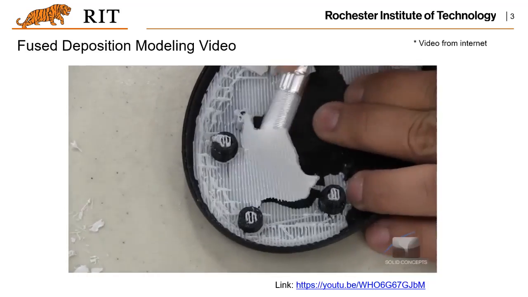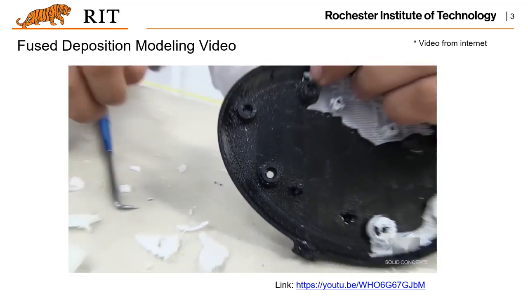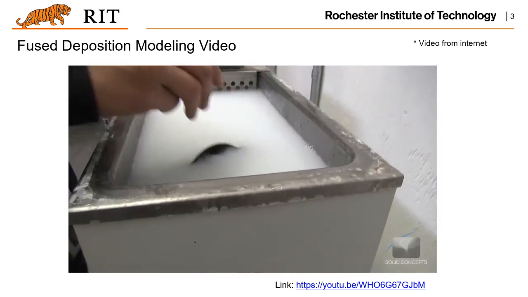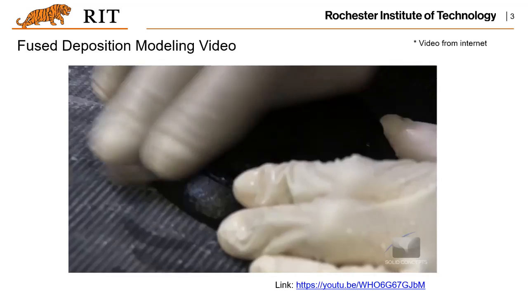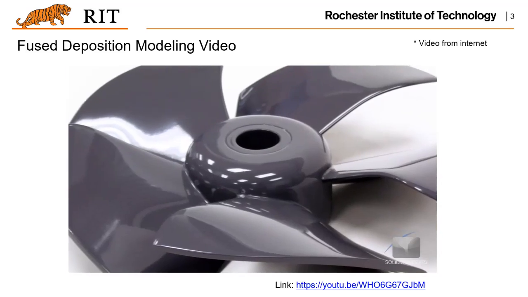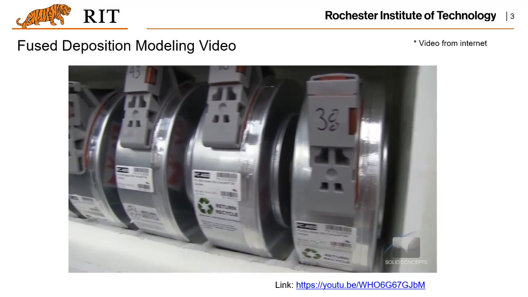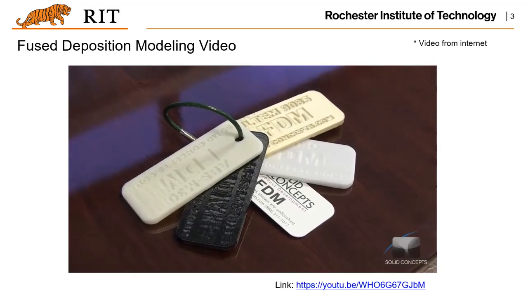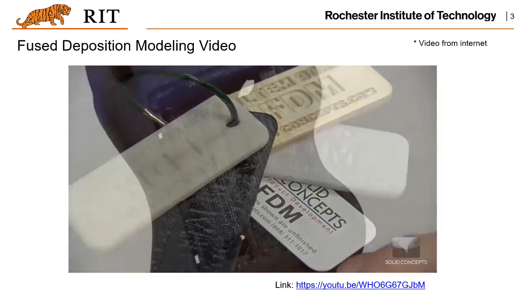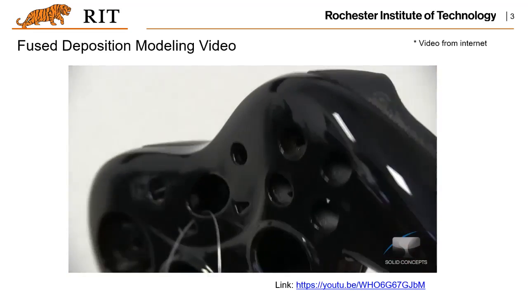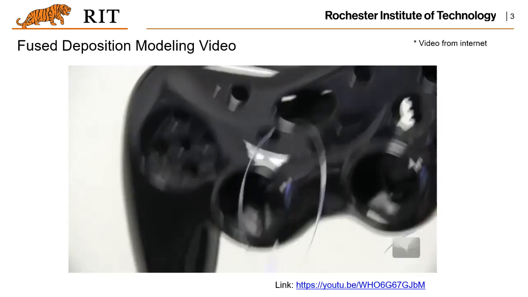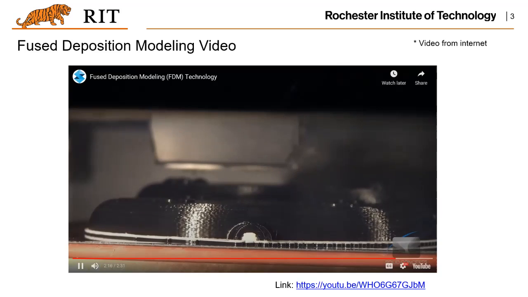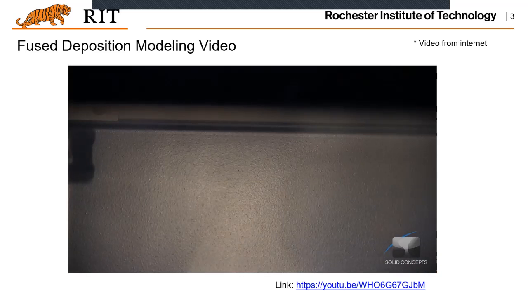Raw FDM parts have visible layer lines. However, service providers such as Solid Concepts offer multiple finishing options to create smooth, even surface parts including hand sanding, assembly, and cosmetic paint. Since FDM parts are constructed with production-grade thermoplastics, including ABS, polycarbonate, and Ultem, they are both functional and durable. FDM is utilized in a number of industries, including aerospace, automotive, industrial, commercial, and medical.